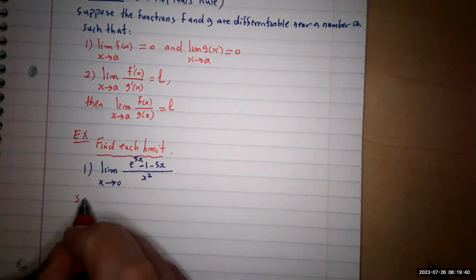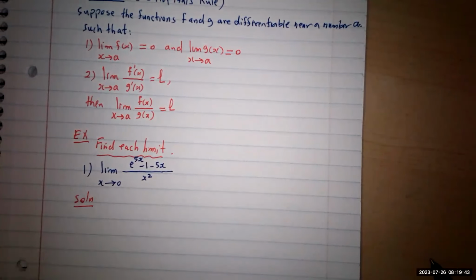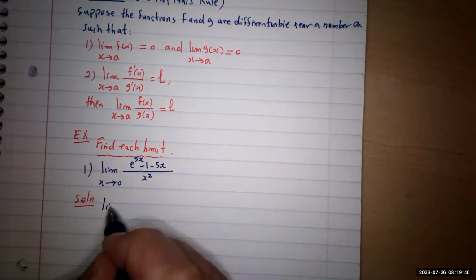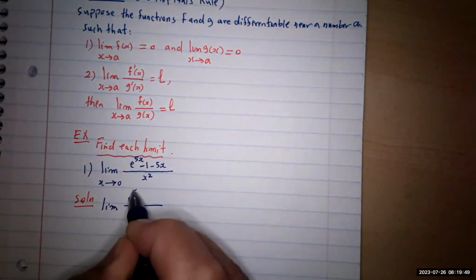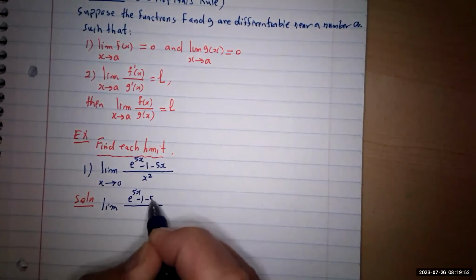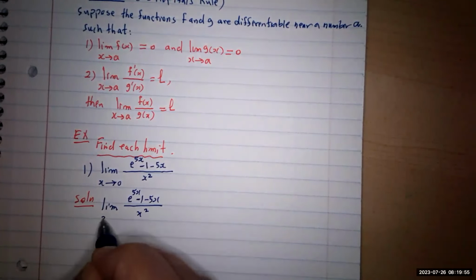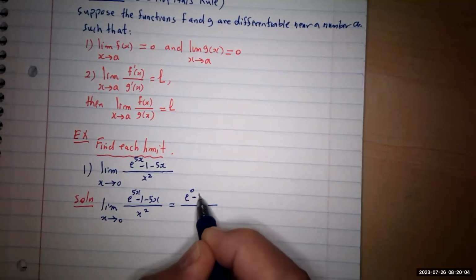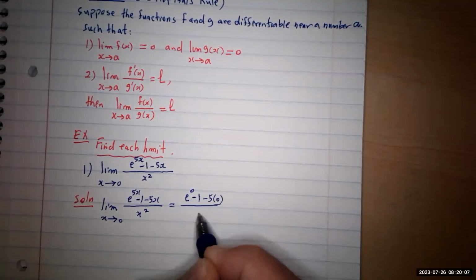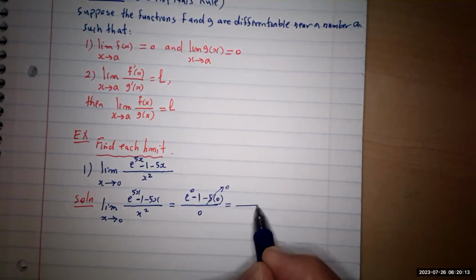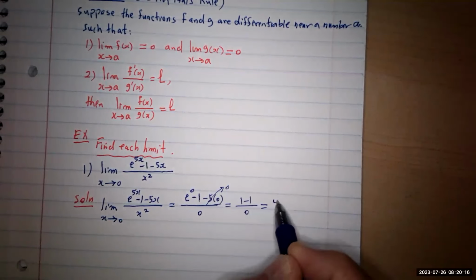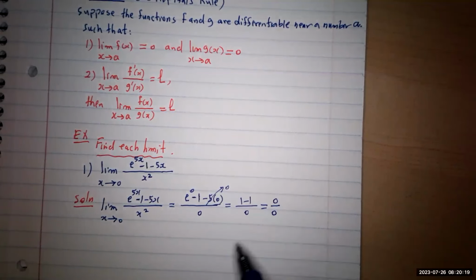So the solution is, first, confirmation: we substitute to see if we can get it. The limit of e to the 5x minus 1 minus 5x over x squared, as x goes to 0. If you substitute, that gives you e to the 0 minus 1 minus 5 times 0, divided by 0. e to the 0 is 1, and 5 times 0 is 0. So that gives you 1 minus 1 over 0, which is 0 over 0. So we have an indeterminate form.